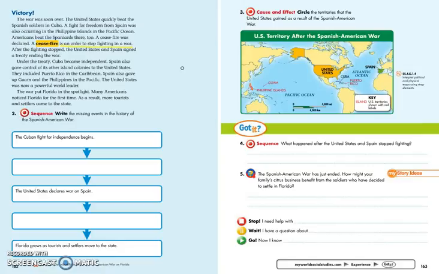The war put Florida in the spotlight. Many Americans noticed Florida for the first time. As a result, more tourists and settlers came to Florida.